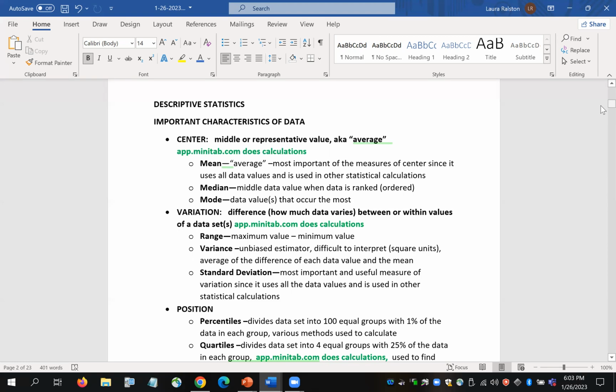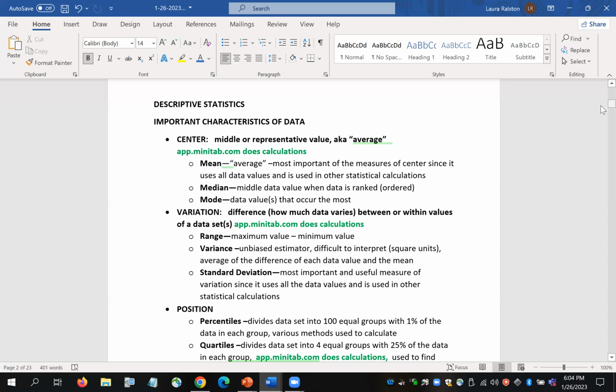The mean is the actual average where you add up all the values and divide by the total number you have. The statistical term is mean. It is the most important of the 3 measures of center because it uses all of the data values and is used in other statistical calculations. The median is the middle data value when the data is ranked or ordered. The mode is the one that occurs the most often. Minitab will calculate all 3 of those values for you.